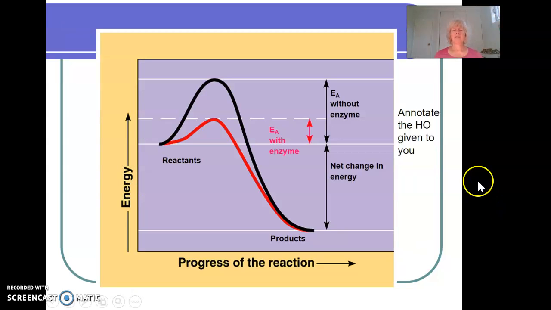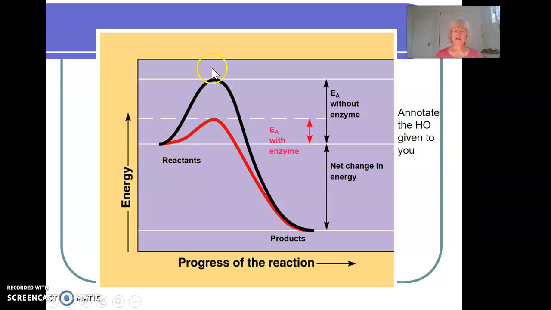Here is another representation of the same thing. Here is the energy level, and here we see the progress of the reaction. So normally in a reaction we have the substrate, or the reactants, here, then they need to be activated, so the energy goes up, and then the reaction happens, and the final products hold less energy than the reactants.